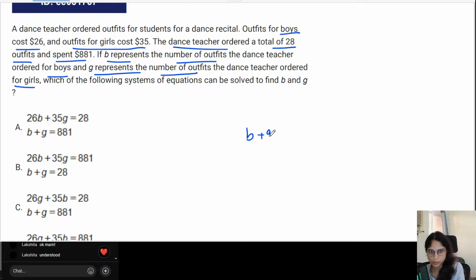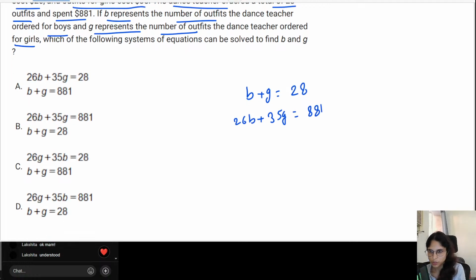So B plus G should be equal to 28. And in the cost, you have to multiply. 26 times B. Girls is $35 and G, so 35G. And the total is 881. So B plus G is 28. 26B plus 35G is 881. Option B. B plus G, no. 26 should be with B. Next is question number 59.